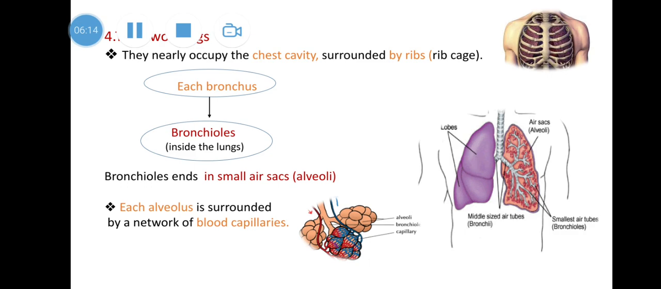Then we have the two lungs. They are like a sponge. To protect the soft lungs, there is a rib cage, or ribs.